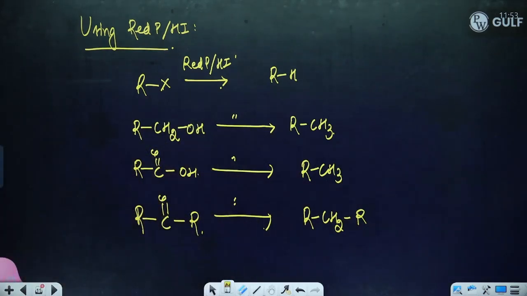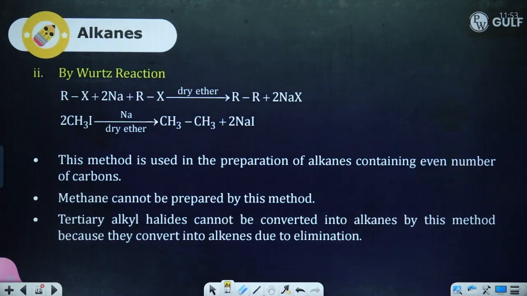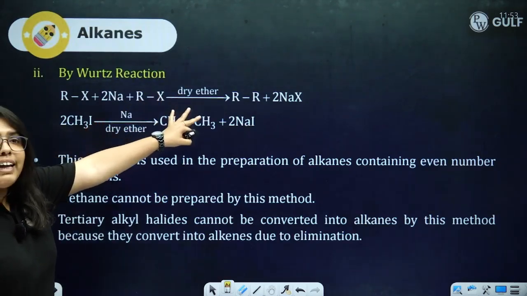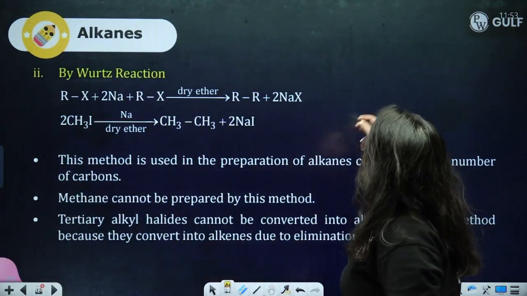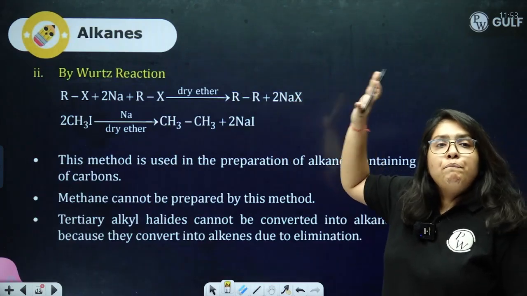All of these, as you can see, is reduction because hydrogen is being added. This is one way. Another way is by Wood's reaction, where dry ether is used, and by using this method, you cannot prepare methane.